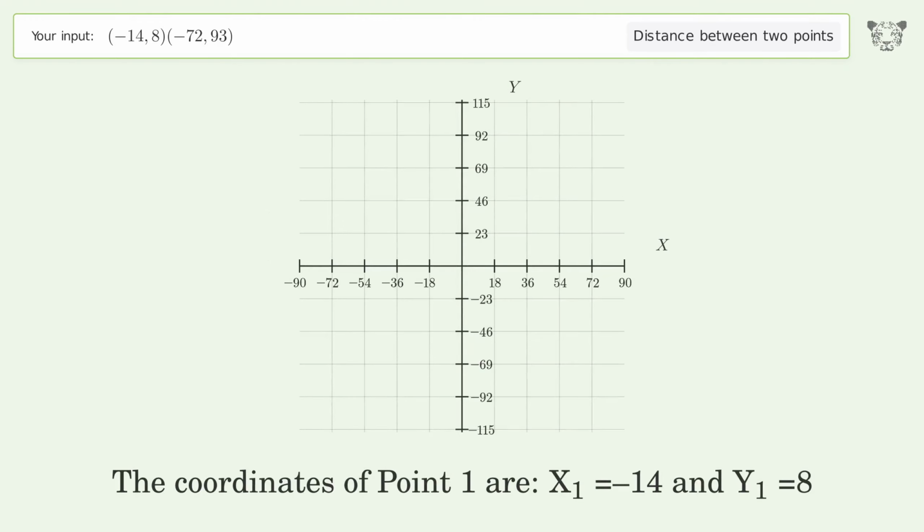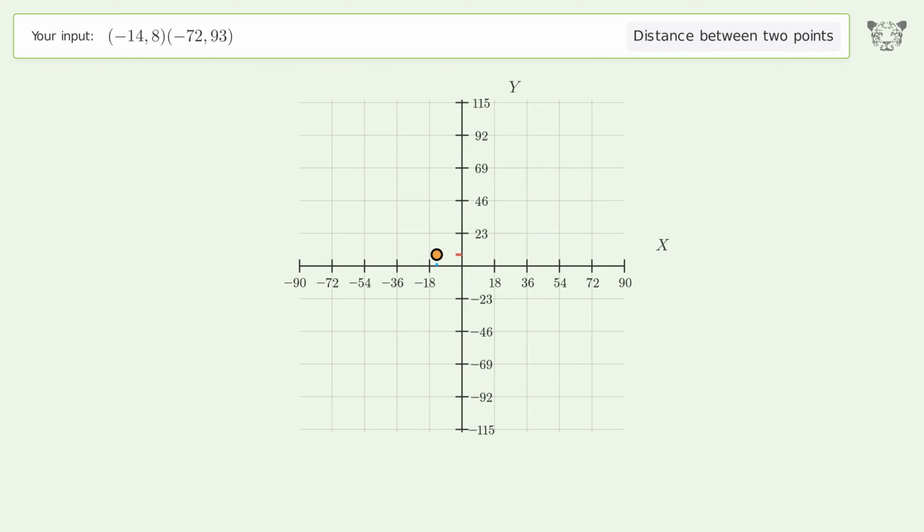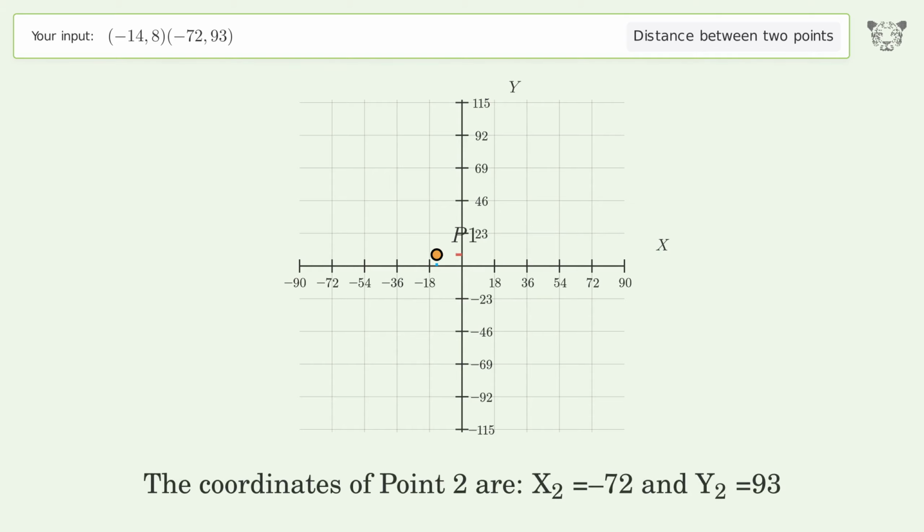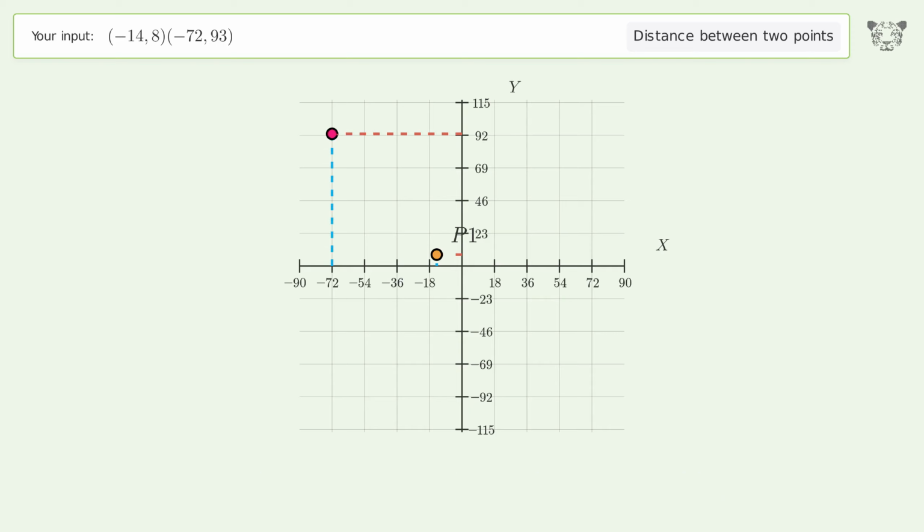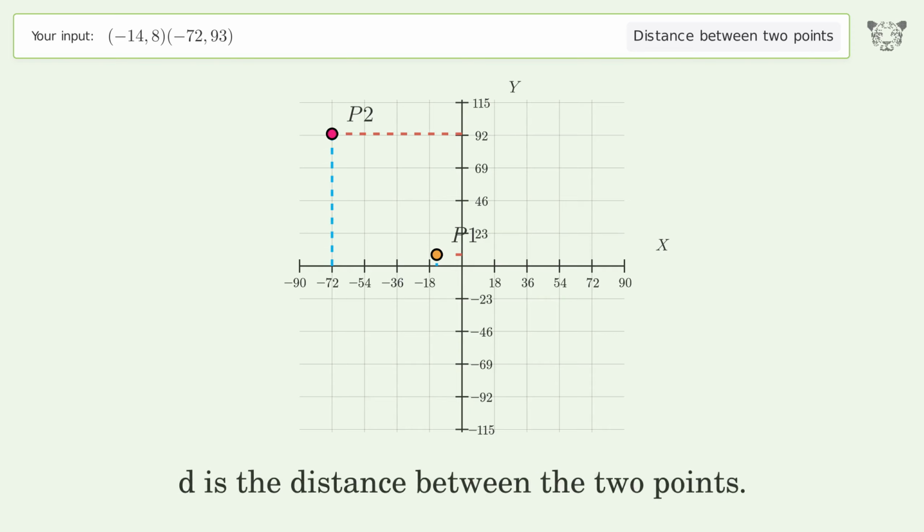The coordinates of point 1 are, x1 equals -14 and y1 equals 8. The coordinates of point 2 are, x2 equals -72 and y2 equals 93. D is the distance between the 2 points.